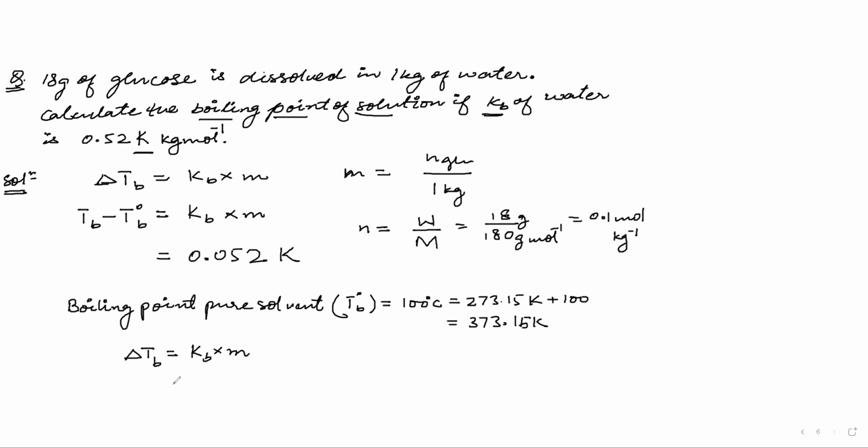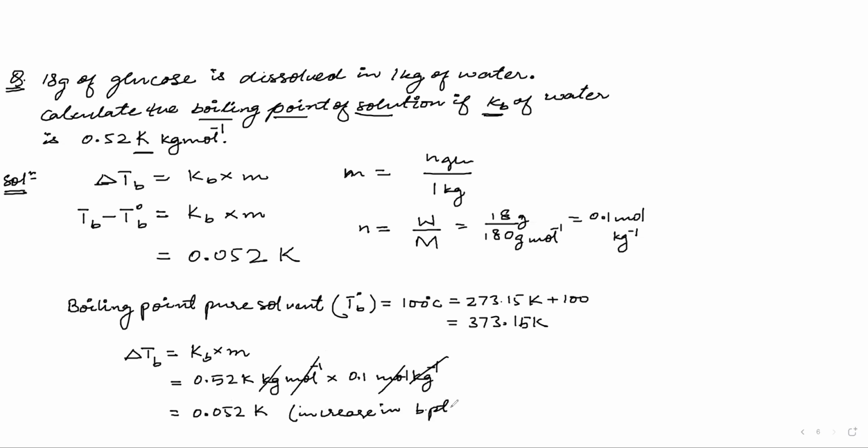Yes, sir. Now, just put this in. What is KB? KB is equal to 0.52 Kelvin kg per mole. Right? And we have got molality equal to 0.1 mole per kg. Now this kg inverse and this kg will cancel each other, mole inverse and mole will cancel each other, and we will get 0.052 Kelvin. This is the increase in boiling point.